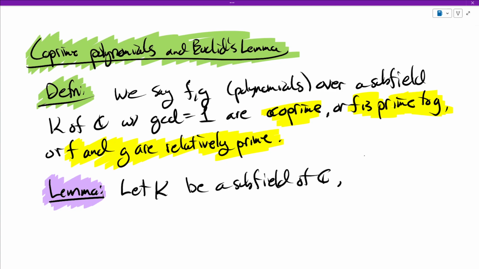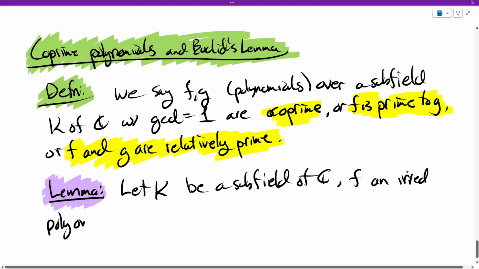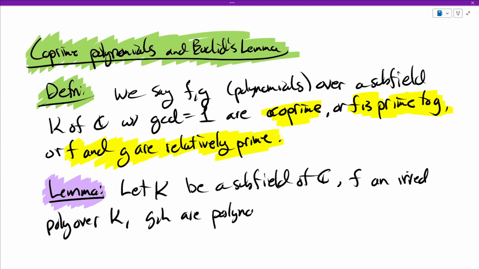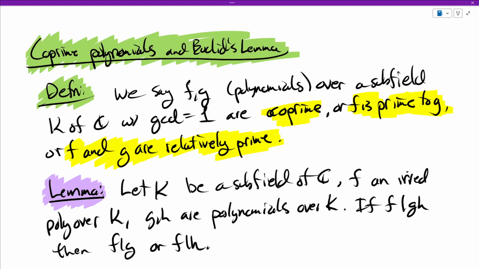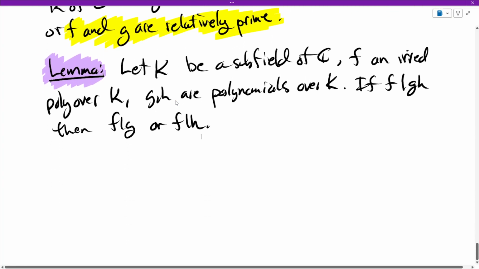So what are we going to say here? If F is an irreducible polynomial over K, G and H are polynomials over K. If F divides GH, then F divides G, or F divides H. Okay, that's our polynomial version of Euclid's lemma. Proof.